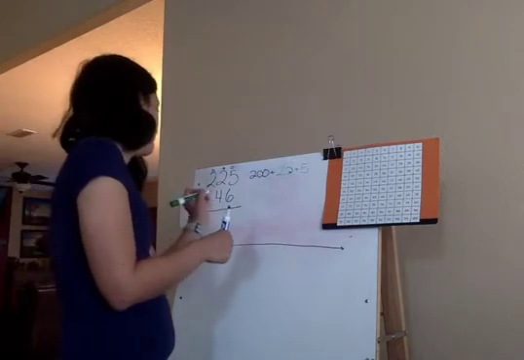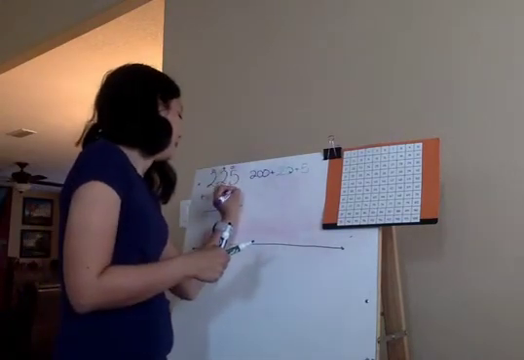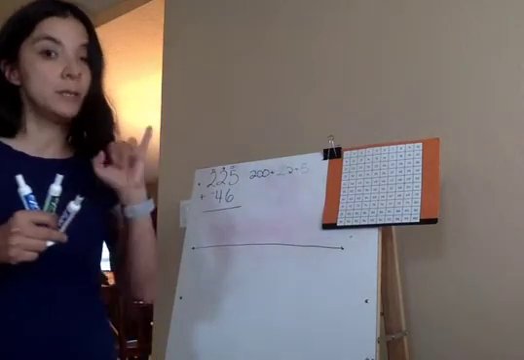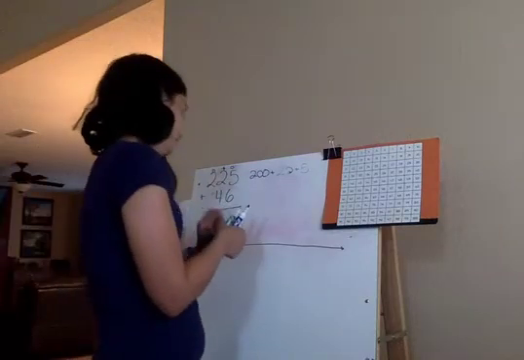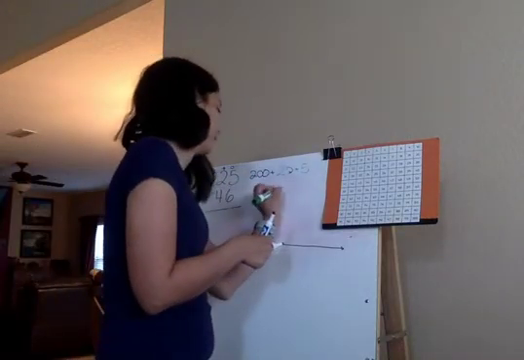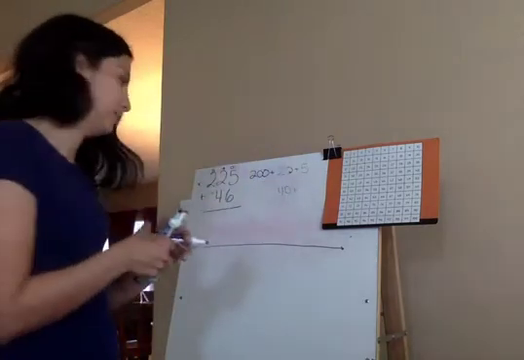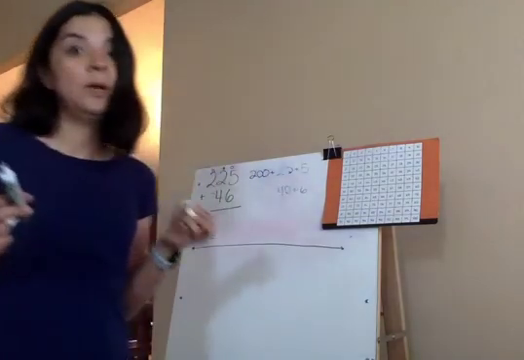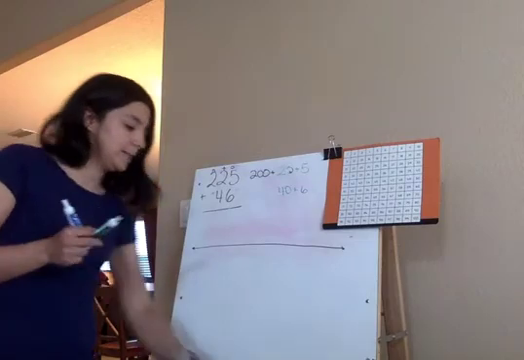Okay, and now let's stretch our other number. I have 10s and I have 1s. I have 4 tens, which means I'm counting by 10 4 times. 10, 20, 30, and 40. And I have 6 ones. That just means that I'm counting by 1 6 times. 1, 2, 3, 4, 5, and 6.